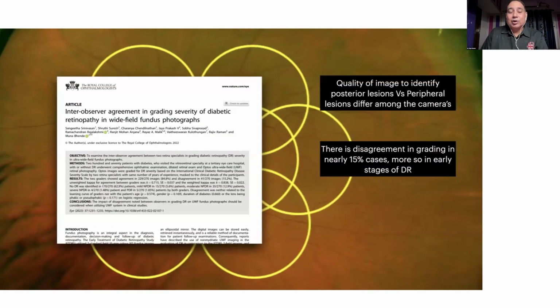And we also looked at the wide field image. Even with agreement amongst a senior ophthalmologist or a retina specialist, there is a disagreement in grading diabetic retinopathy in nearly 15% of cases in ultra wide field images. And that's more in cases of early stages of diabetic retinopathy.